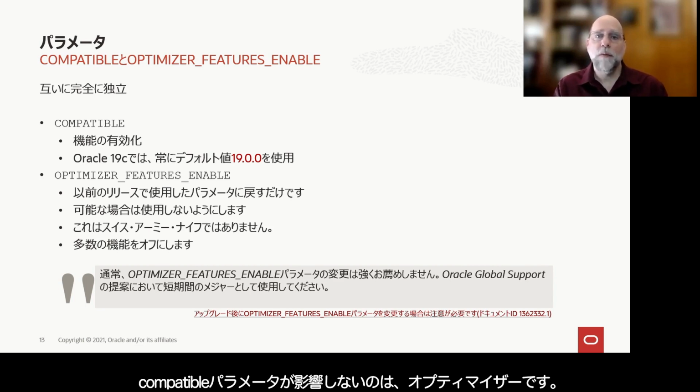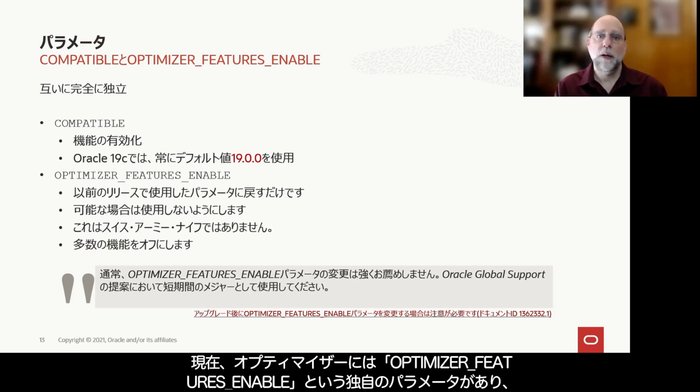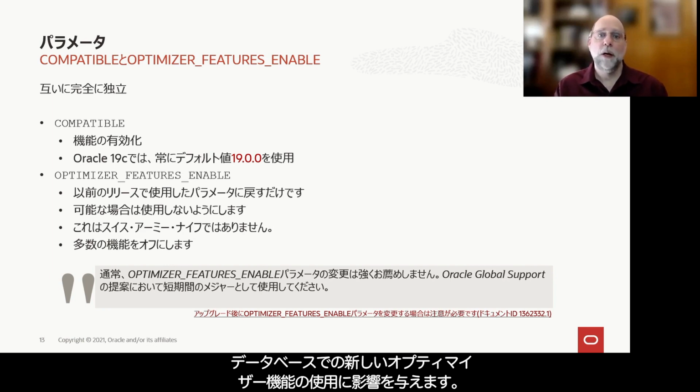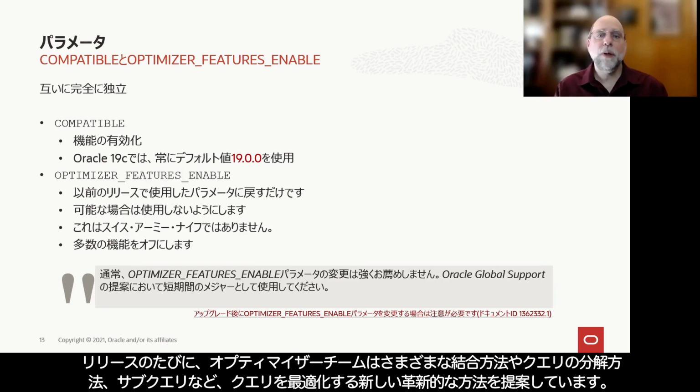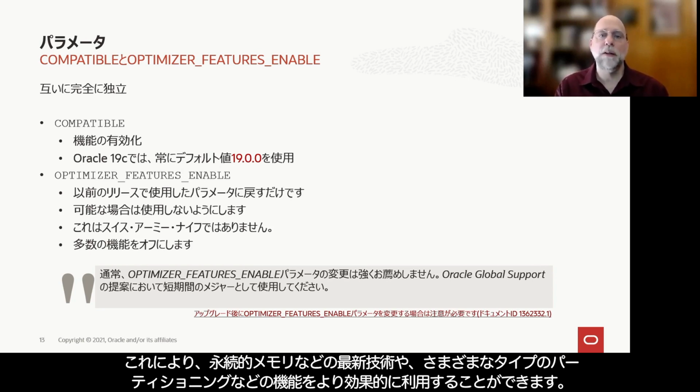What the compatible parameter does not affect is the optimizer. Now, the optimizer has its own parameter, optimizer features enable, which will affect the use of new optimizer features in the database. So every release, the optimizer team comes out with new and innovative ways to optimize your queries based on different join methods or different ways of decomposing queries and subqueries that can just make more effective use of either modern technology, like, say, persistent memory, or other features such as different types of partitioning.